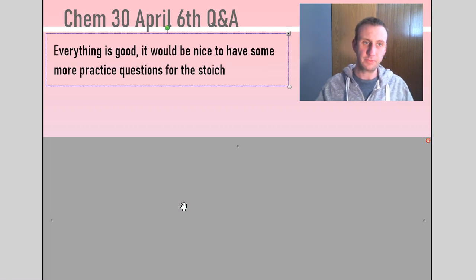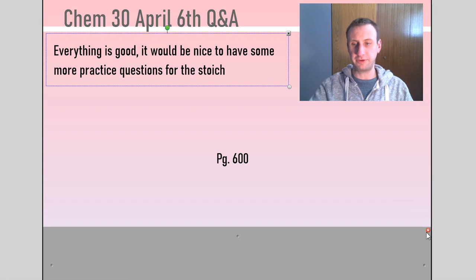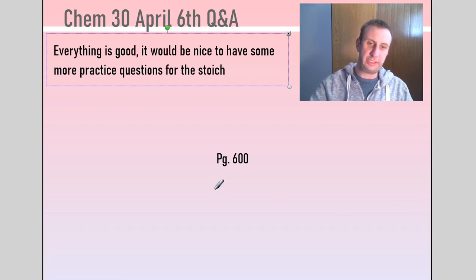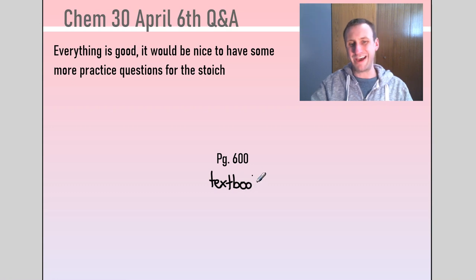Okay. Nice to have some extra practice for Stoich. Well, page 600 of your textbook is really good. It has some questions you can try out. Some that give you the data tables and other ones that don't give you the data tables. So like different difficulties where you have to do different numbers of steps. So definitely check out page 600 of your textbook.